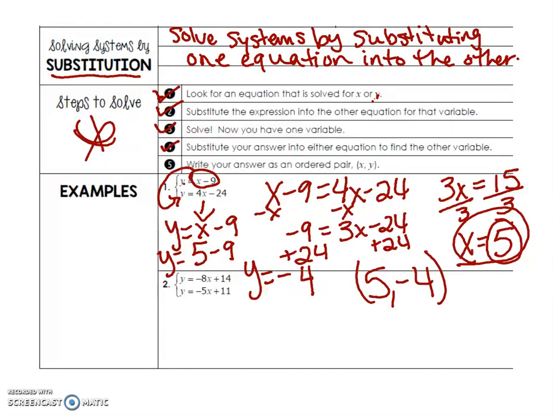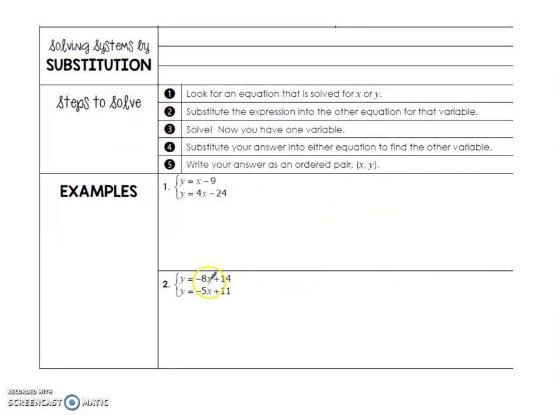All right, so let's go to example number 2, following our steps. Okay, first step is see if either one is solved for y. They both are. So you can choose whichever one you want to. I'm just going to use the top one. Okay, so it's negative x plus 14. We're going to plug it in for this y. So negative x plus 14 equals negative 5x plus 11. Okay, now we solve for x.